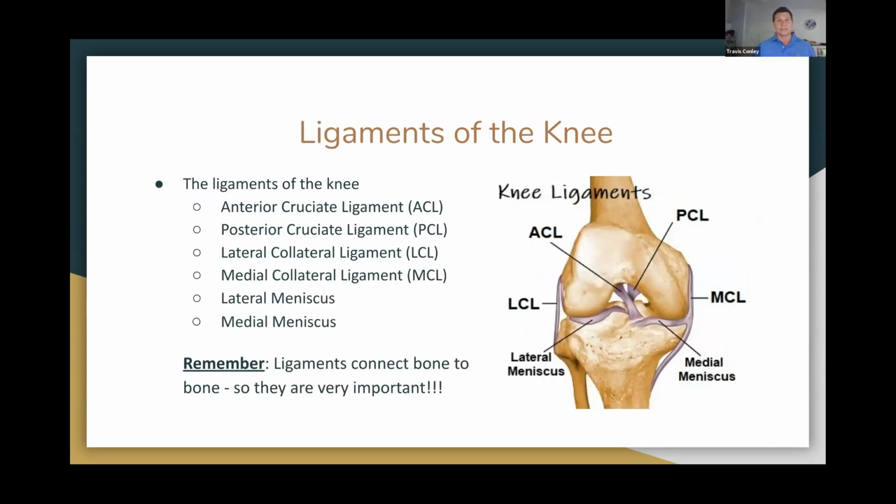Now we go to the ligaments of the knee. As a lot of people understand, the ACL, PCL. We have a lateral collateral ligament, medial collateral ligament, and of course the meniscus. So this picture over here shows you where everything sits in the knee itself. The thing I want you to take away from this is remember ligaments connect bone to bone. That keeps the proximity of the bones together so the muscles can move them around. So that's also important to remember as we go through the function of it all.